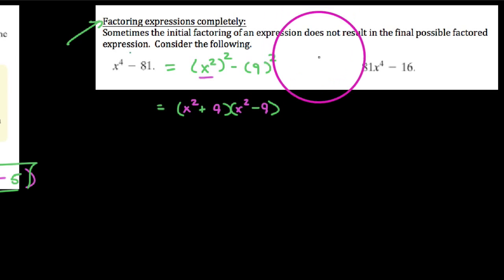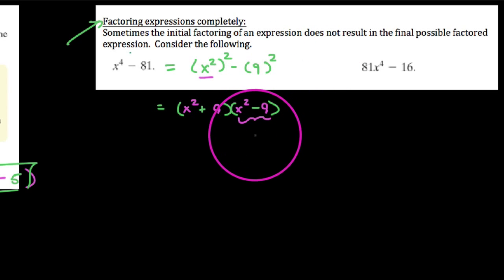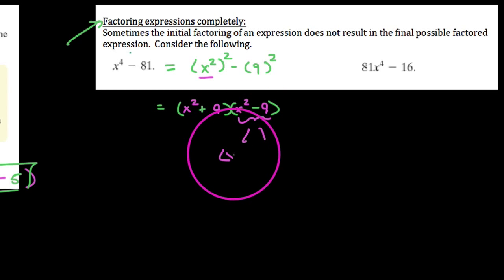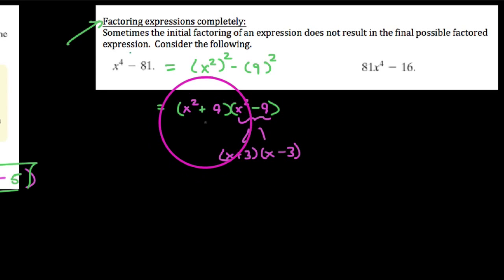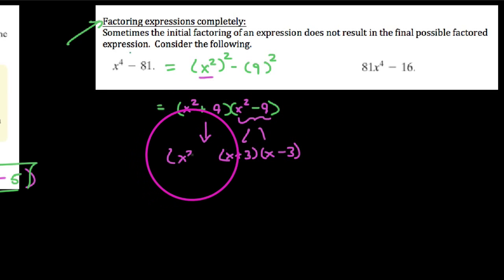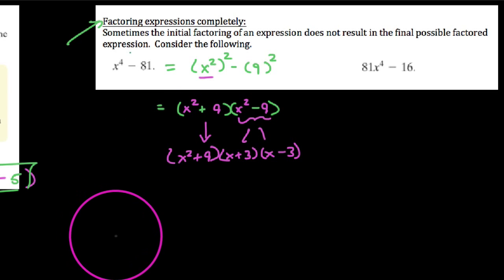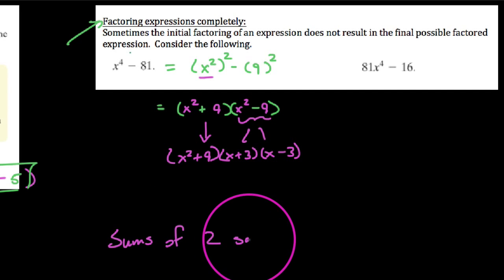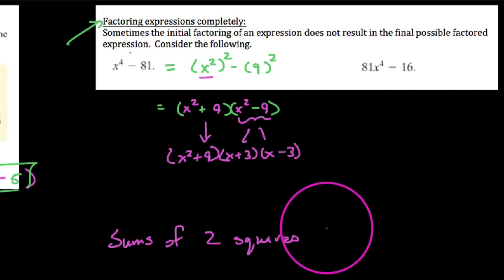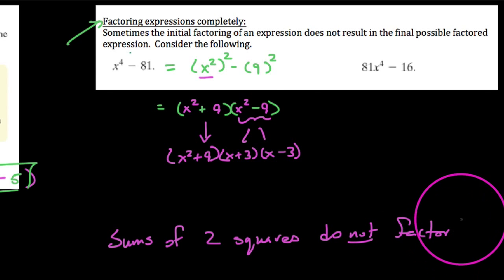The only reason I say you need to make sure that you have factored all the way is because, check this out, this is also a difference of squares. We could break this down even further into x plus 3, x minus 3. And on that note, I do want to point this out. You cannot factor a sum of two squares. So this is a perfect note to write down: sums of two squares do not factor. But differences of squares do.